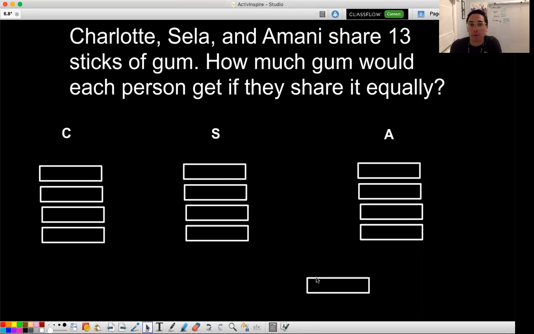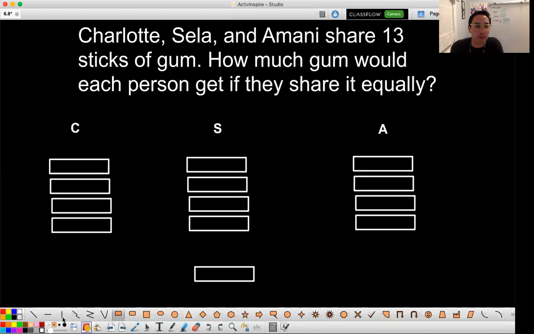Well, we could ignore it. We could just say, well, no one gets this, and I'm going to throw it away. But that's kind of a waste of gum. So we're not just going to ignore it. We can't round up because I don't have any more gum to pass out, and it wouldn't be fair. If Charlotte got more gum, it wouldn't be meeting their goal of splitting equally. So instead, we're going to have to slice this gum into pieces. We're going to split it.